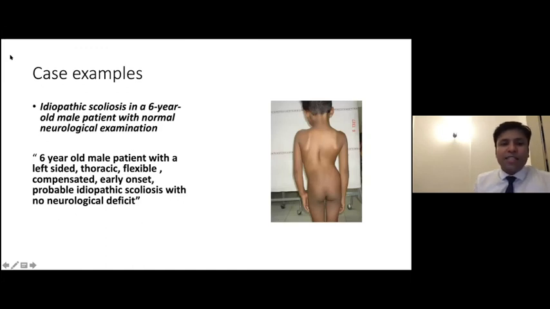I'll give you case examples. Now, this is idiopathic scoliosis in a 6-year-old male with normal neurological examination. Now, how should you make a diagnosis? You have to include all those points, use the right adjectives, and make it structured. So you say, 6-year-old male patient with a left-sided, thoracic, flexible, compensated, early onset, probable idiopathic scoliosis with no neurological deficit. So I think it's better to add probable because sometimes you find surprises when you do advanced scans.